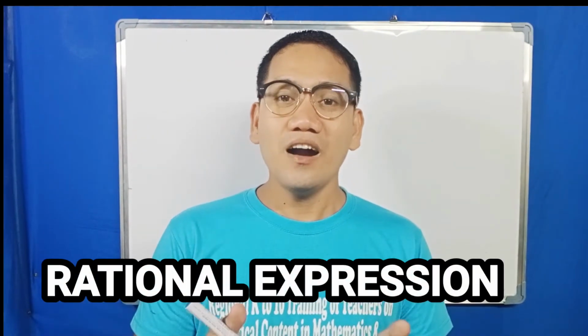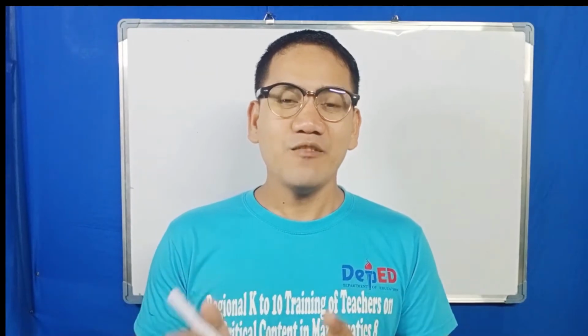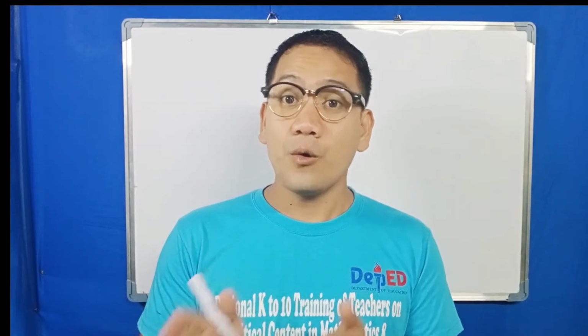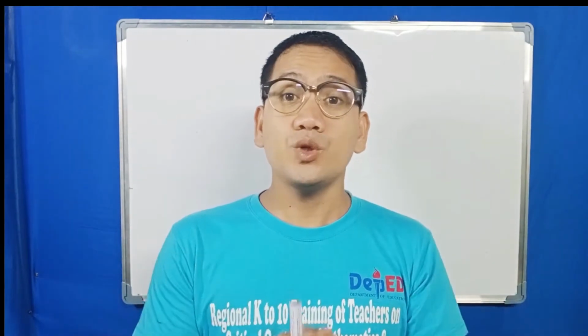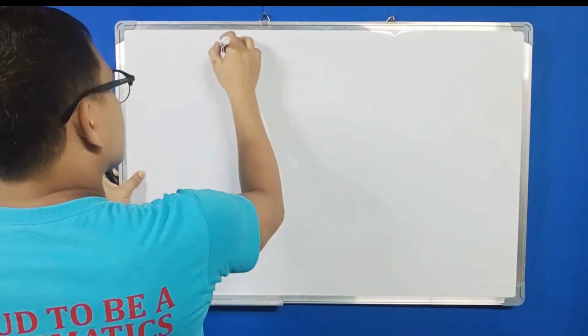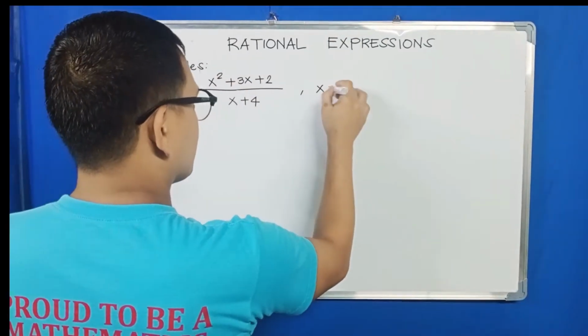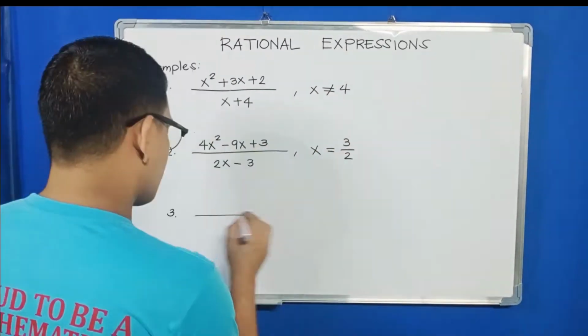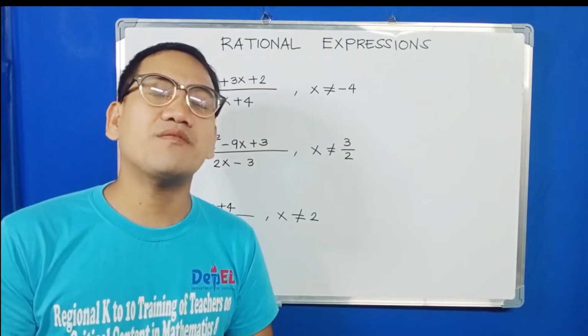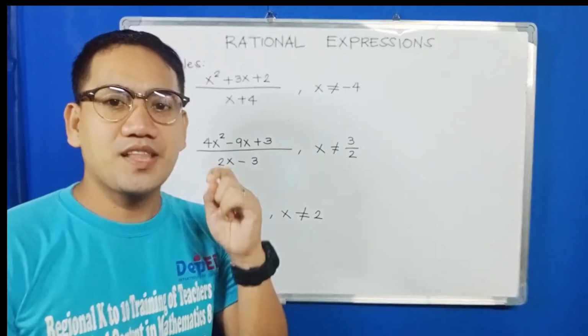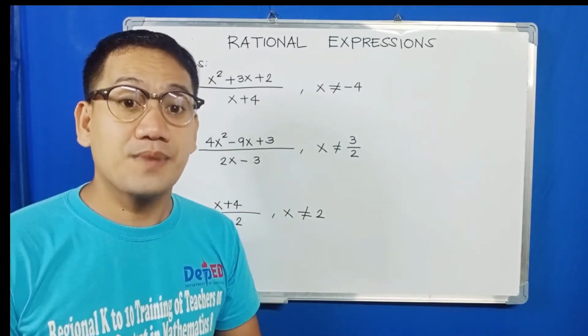On the other hand, when we are talking about rational expression, we are referring to an expression written in the form p over q, such that p and q are our polynomials, and q is not equal to 0. So let me present to you an example of a rational expression. Alright, here are some of our examples of rational expression. First, we have x squared plus 3x plus 2 all over x plus 4.